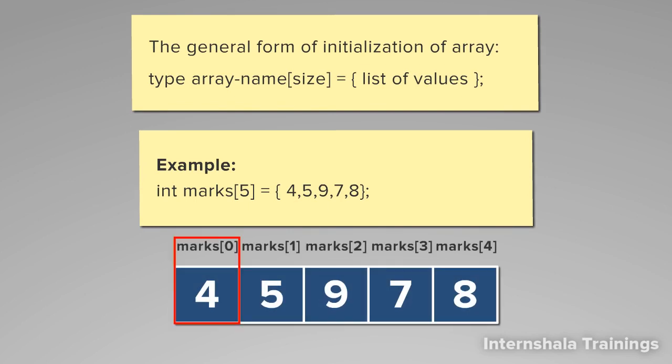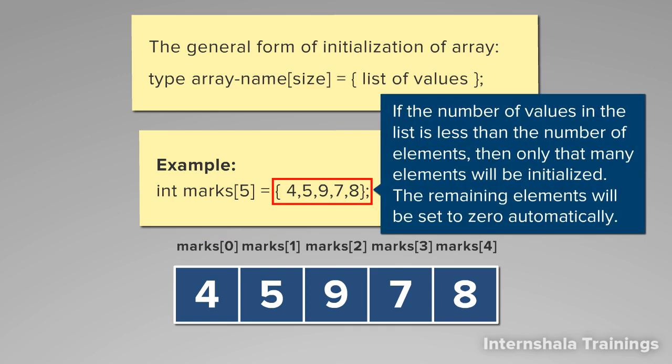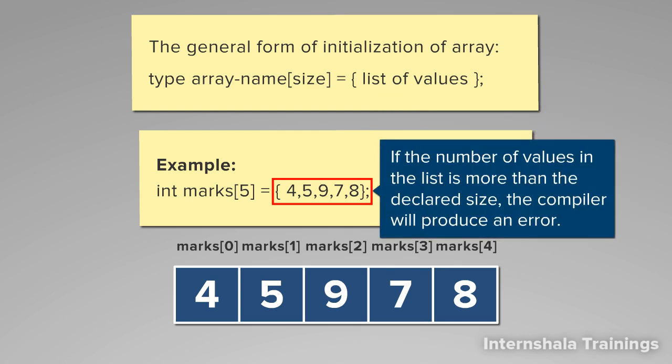For example, marks[1] will be assigned value 4, marks[2] will be assigned the value of 5, and so on. If the number of values in the list is less than the number of elements, then only that many elements will be initialized. The remaining elements will be set to 0 automatically. If there are more initializers than the declared size, the compiler will produce an error.